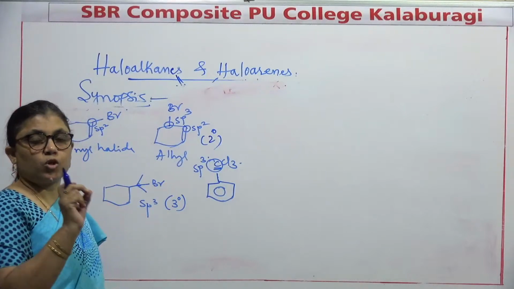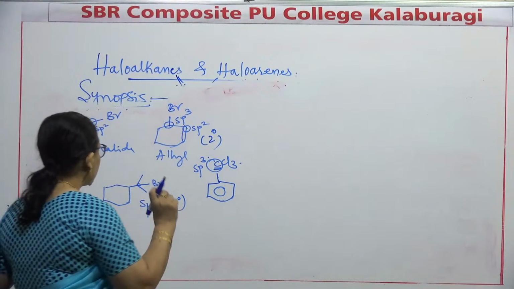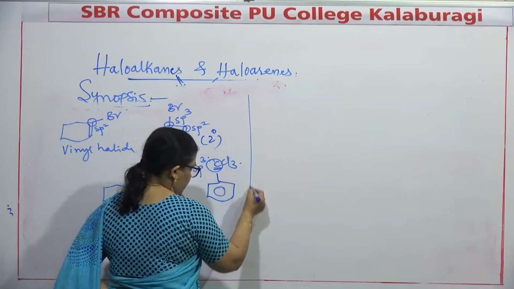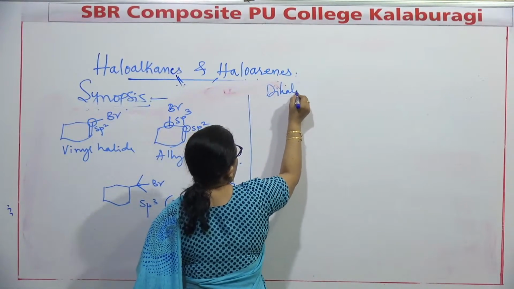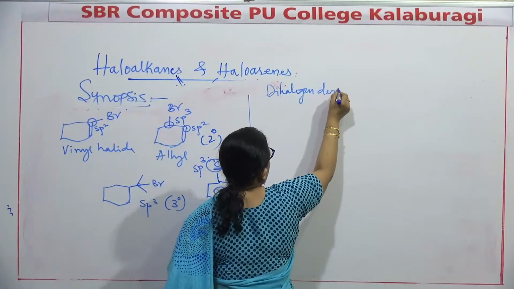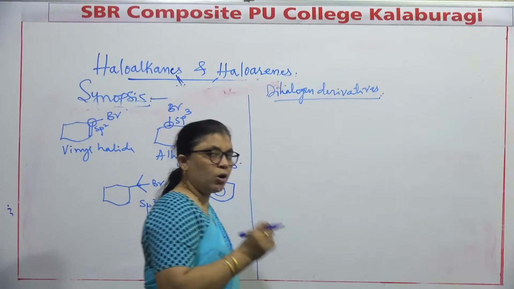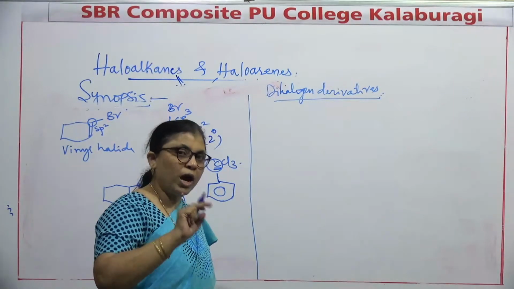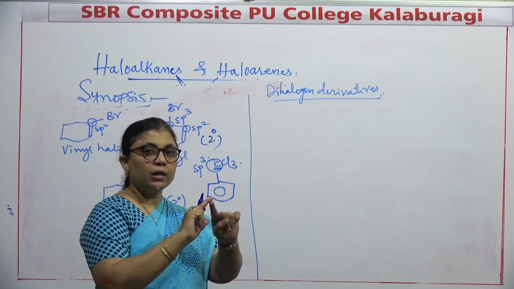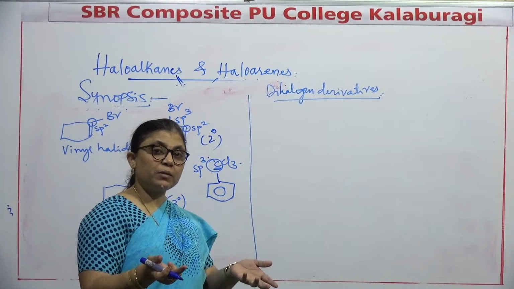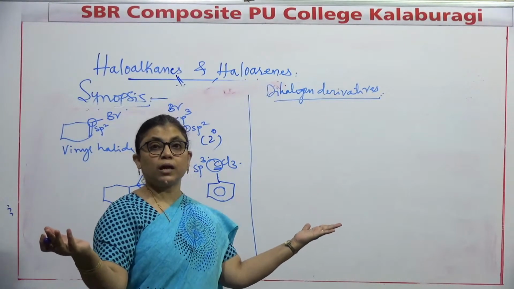What kind of hybridization are possible? Same way with respect to dihalogen derivatives. This also we need to discuss because in the preparation we need dihalogen derivatives. Now the point arises that two halogen are there, but they may be present on the same carbon or they may be present on different carbon atom. Different means what? They may be present on neighboring carbon atom or they may be present on terminal carbon atom.